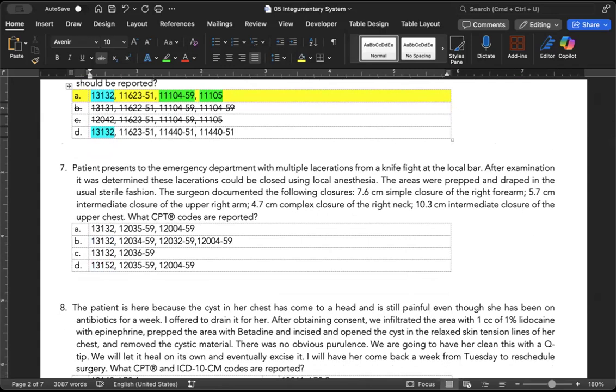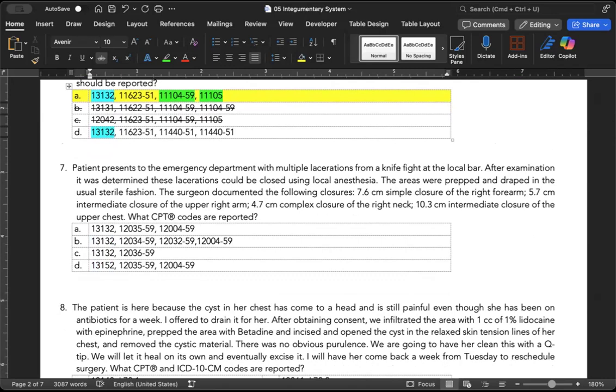Okay. Number 7. We have a patient who presents to the emergency department with multiple lacerations from a knife fight at the local bar. After examination, it was determined that these lacerations could be closed using local anesthesia. The areas were prepped and draped in the usual sterile fashion. Surgeon documented the following closures.